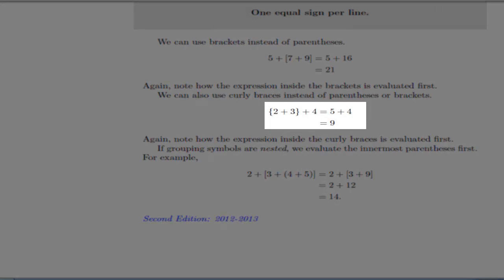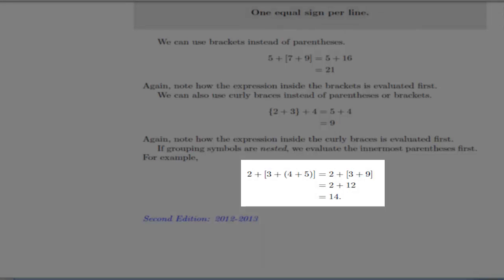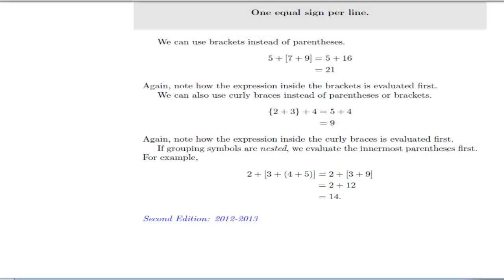We can also use curly braces instead of parentheses or brackets. Add 2 to 3 to get 5, then 5 to 4 to get 9. Again, note how the expression inside the curly braces is evaluated first. If grouping symbols are nested, we evaluate the innermost parentheses first. For example, first add 4 to 5 to get 9. Then evaluate within brackets by adding 3 to 9 to get 12, then 2 to 12 to get 14.